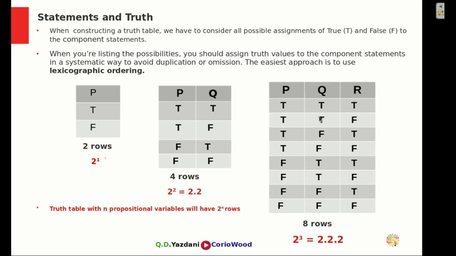So you have to keep on adding the rows. If it's 2 rows, we just put 2 to the power of 1. If it's 4 rows, we put 2 to the power of 2, which is 2 times 2. And if it's 8 rows, we put 2 to the power of 3, which is 2 times 2 times 2.